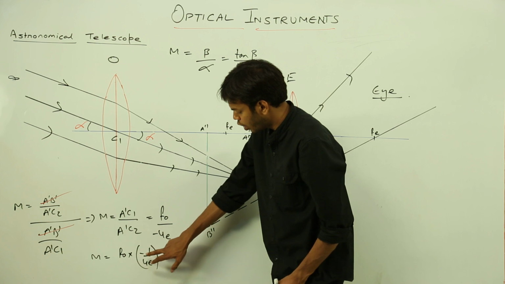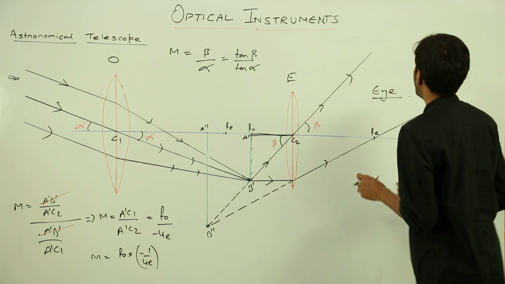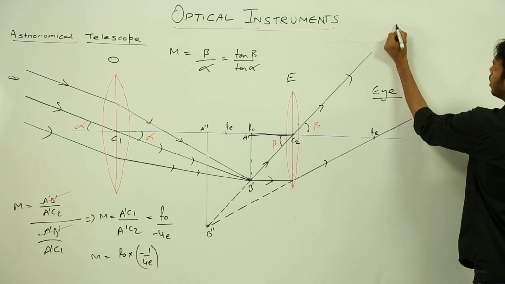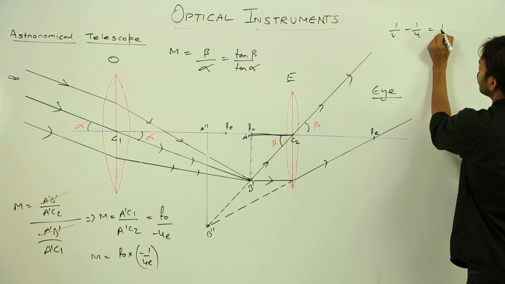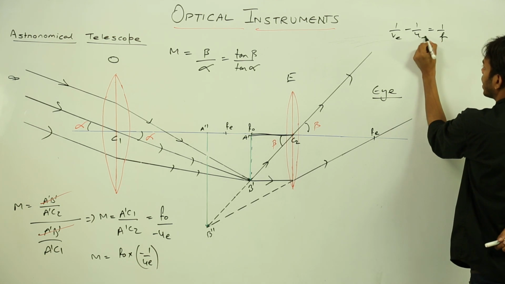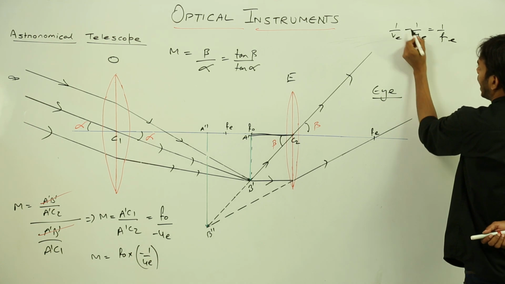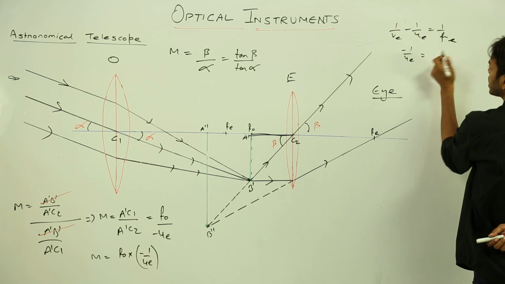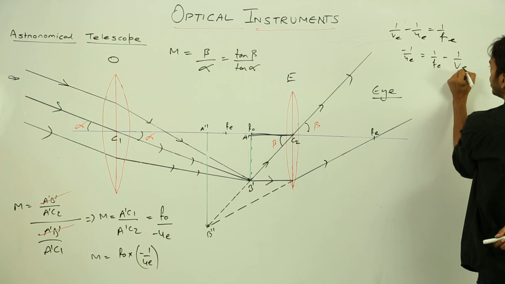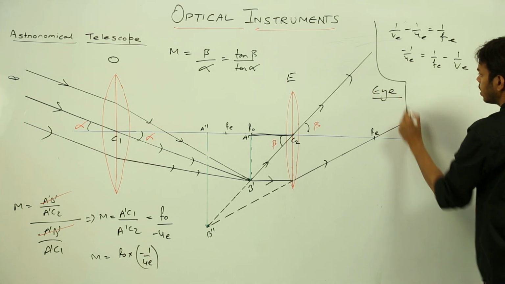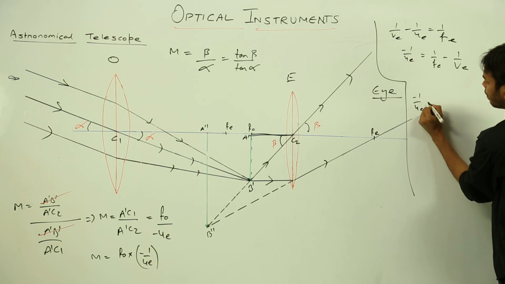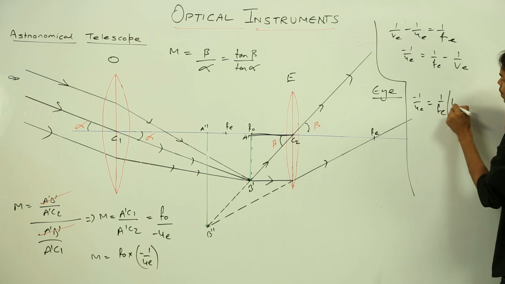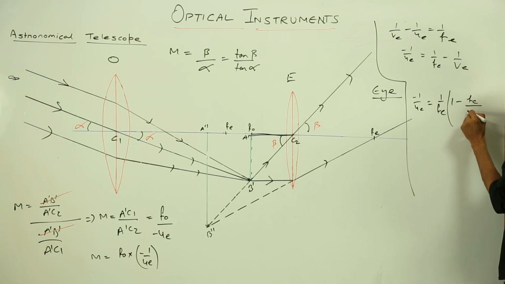Why? I'll just tell you. F0 multiplied by minus 1 upon UE. Why have I done that? See, we have this formula 1 upon V minus 1 over U is equal to 1 over F, right? I am writing E for eyepiece everywhere. I want this term minus 1 upon UE. So minus 1 upon UE is equal to, take this term this side, you will get 1 upon FE minus 1 upon VE. If I take 1 upon FE common out, what will I get? This term will become 1 minus FE on the numerator, VE.